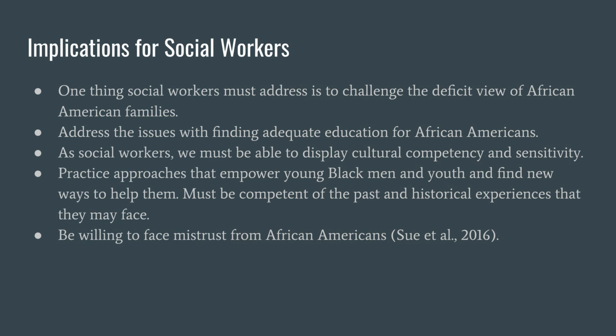Next, we need to address the issues with finding adequate education for African Americans. Norms of school life may not equate to African American style. We need to stop treating them as worse people than others, because their background might not be the same as ours. Also, there is a very predominantly white staff in our schools, and we also need to be able to identify systemic factors in schools that affect African Americans.